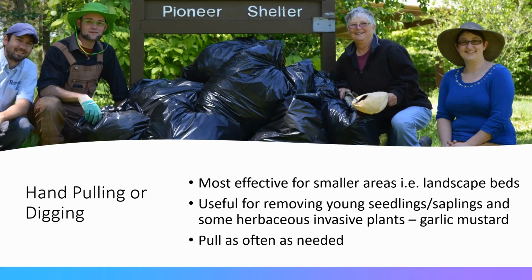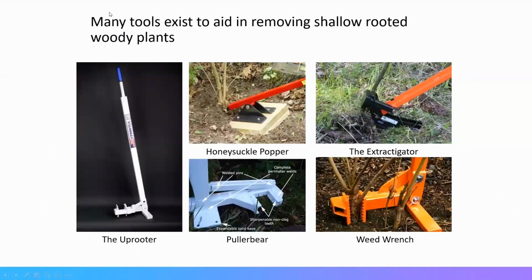For the most part, this depends on the scale of what you're dealing with. Hand pulling is better really in smaller areas like landscape beds or targeted natural spaces. If you're doing acres and acres, that's a whole other ball game. This is going to be useful for removing young seedlings or saplings. This time of year, I will also be pulling out honeysuckle. Baby honeysuckle is very shallow rooted and can be pulled up very easily. And how often do you do it? As often as you can.